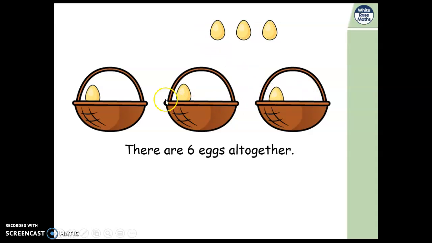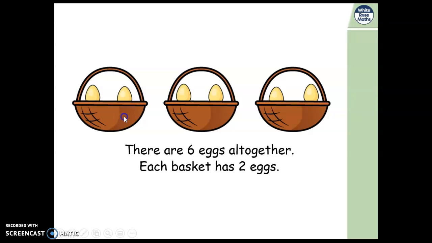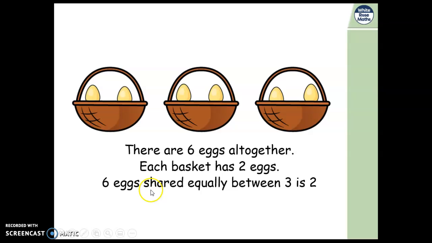Do you see? So now they're all in equal groups and there's 1 in each group, but we've still got 3 to share out. So we put 1 egg in one basket, another egg in another basket, and another one in another basket. Now we know they're equal groups because there are no eggs left. There are 6 altogether. Each basket has 2 eggs. 6 eggs shared equally between 3 baskets is 2.